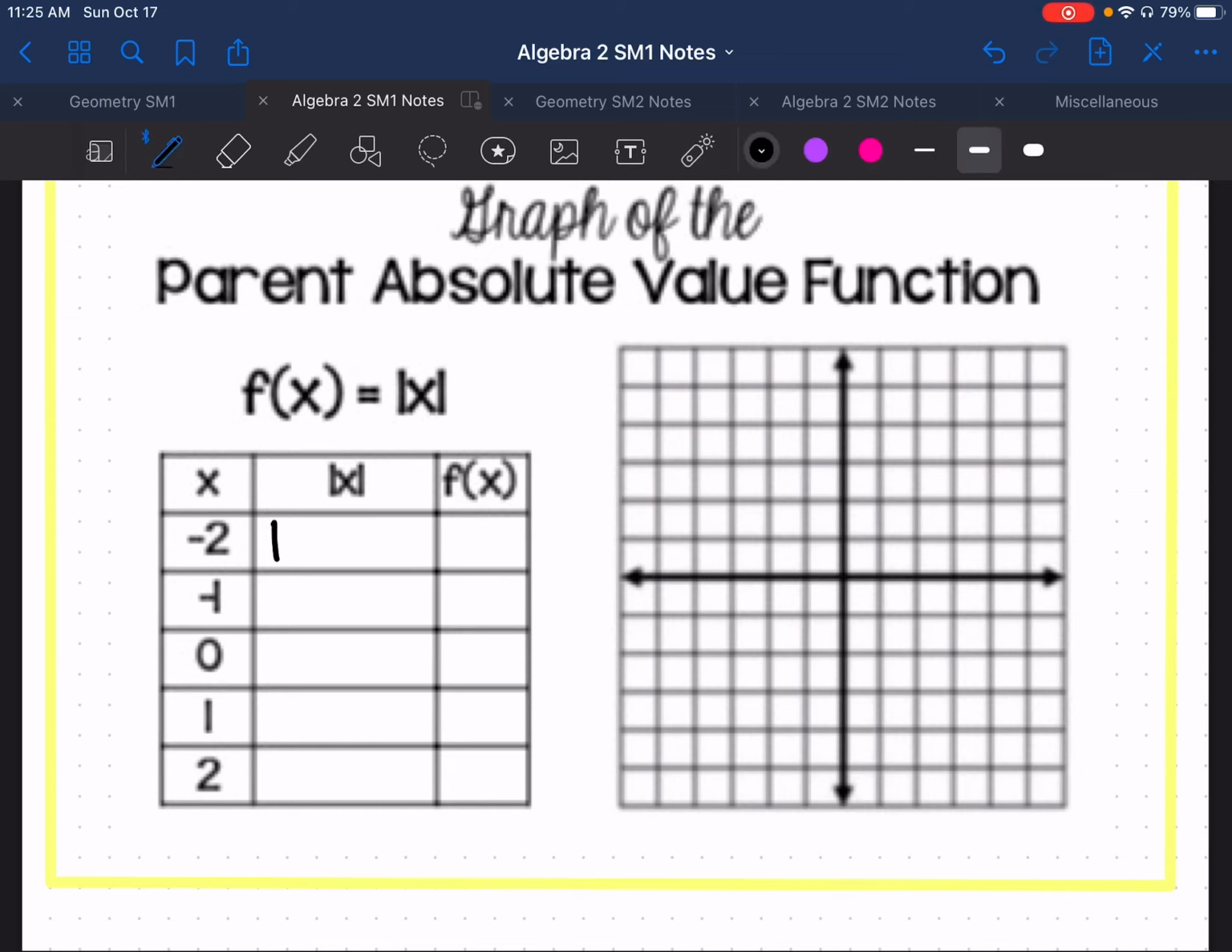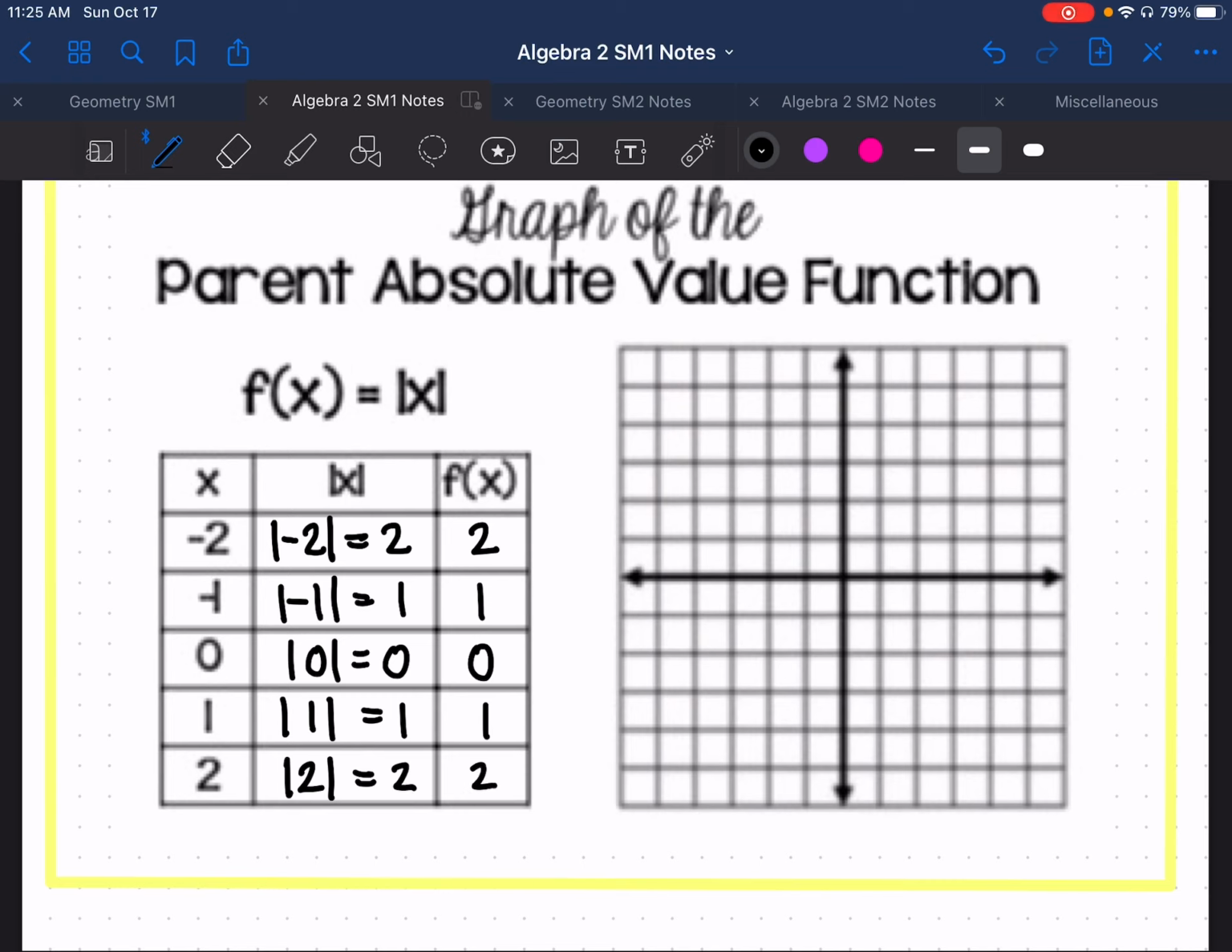And if we're filling out the chart by hand, we would put the absolute value of -2 in, and it would come out as +2. We would put in the absolute value of -1, and it would come out as +1. 0 would come out as 0. +1 would come out as +1. And +2 would come out as +2 because they are 2 away. If we went back and looked at our number line. Okay, so let's go ahead and graph these points.